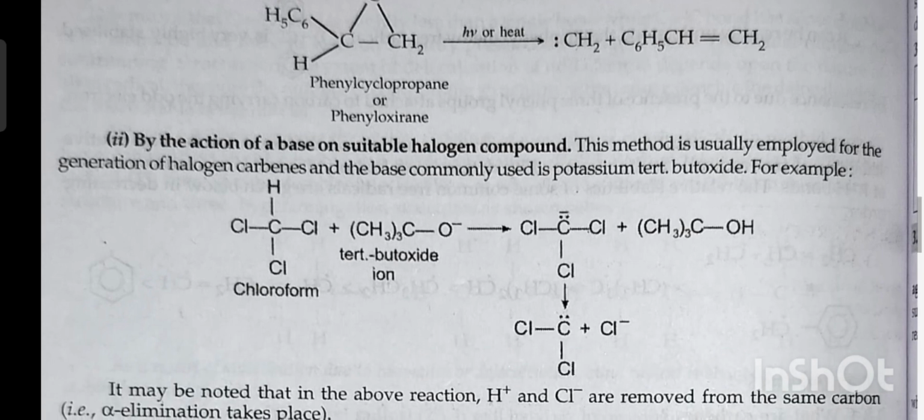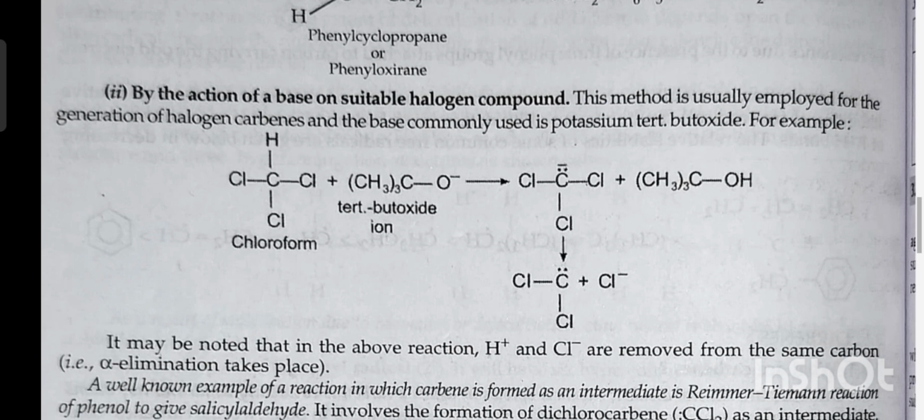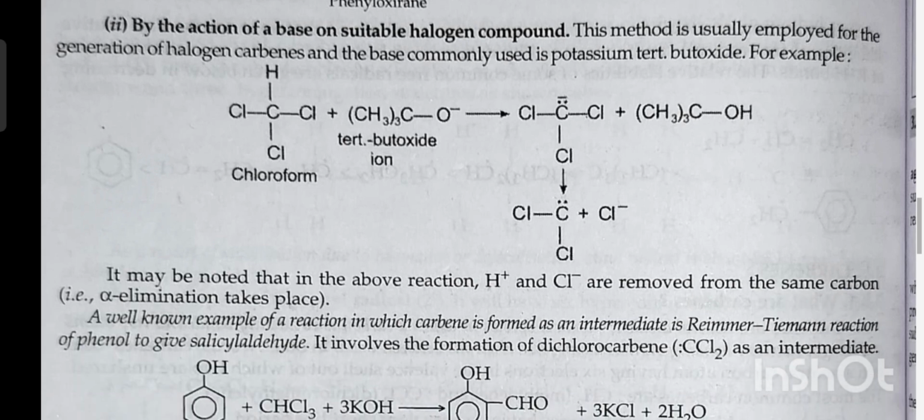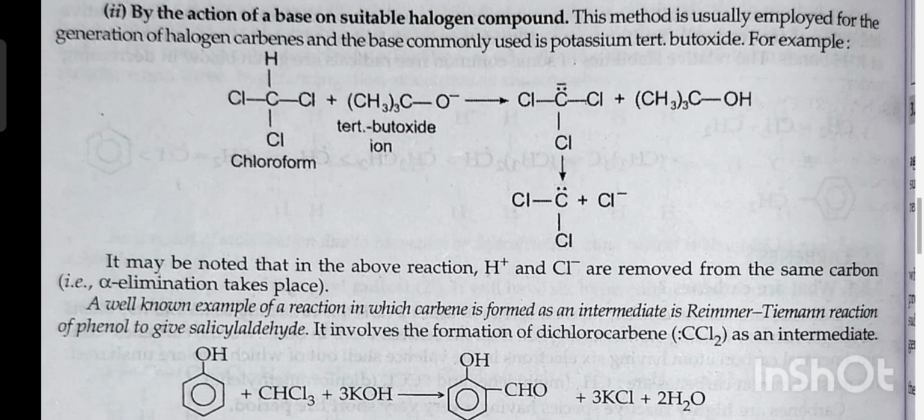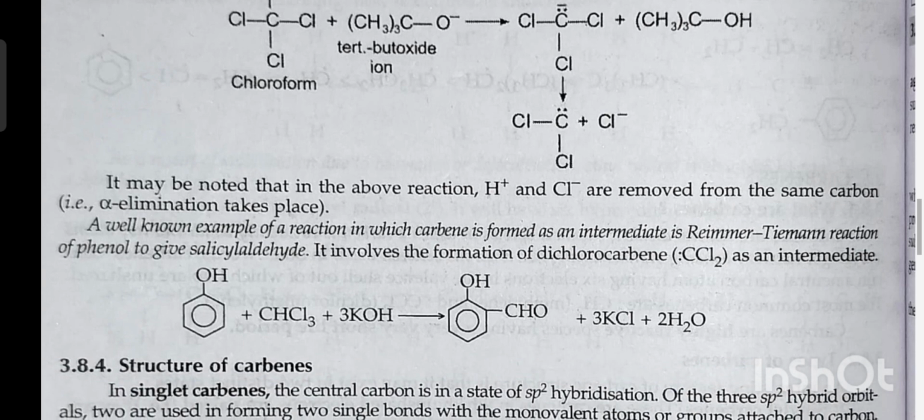Second, by the action of a base on a suitable halogen compound. This method is usually employed for the generation of a halogen carbene, and the base commonly used is potassium tertiary butoxide. For example, chloroform plus tert-butoxide ion is converted into the trichloromethyl anion, and then into dichlorocarbene. It may be noted that in the above reaction, H positive and Cl negative are removed from the same carbon such that alpha elimination takes place.